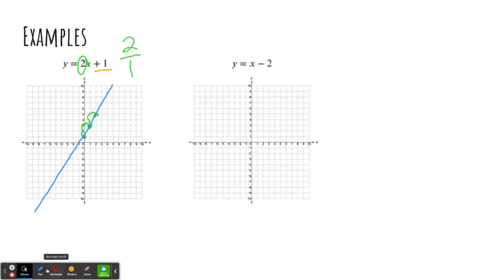Here's another example. Start with b for beginning. Our b, our y-intercept, is -2. Put a point on the y-axis at -2. Our slope is the number in front of x. In this one, there's nothing here. Remember, that makes it a 1. So our slope is 1 over 1. Up 1, over 1. Once you have 2 points, connect them with a straight line.